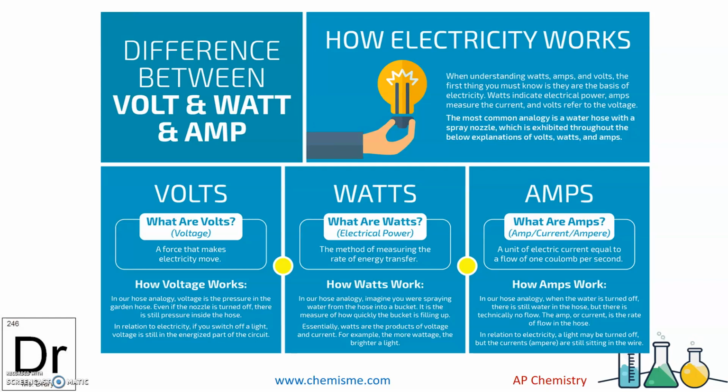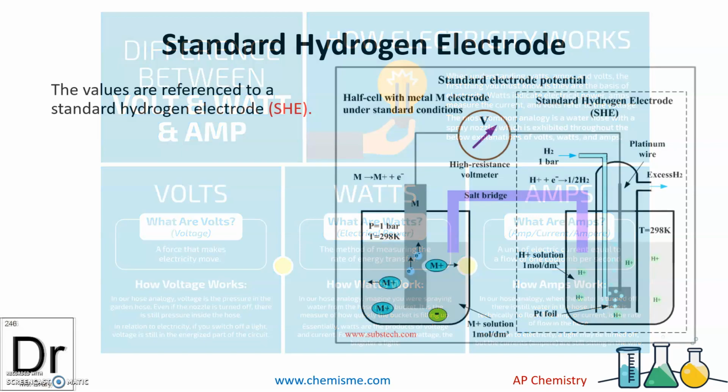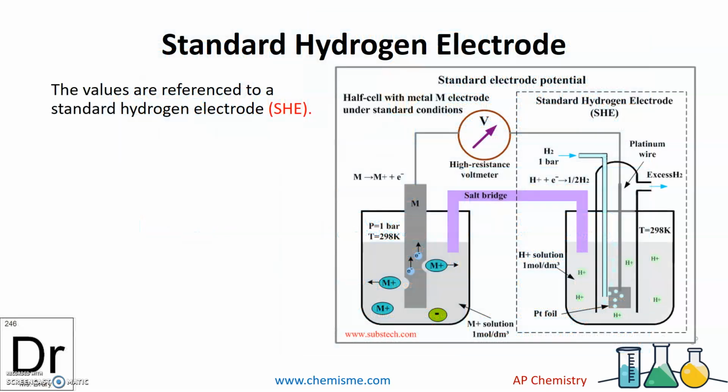And then the amperage in the hose analogy: when the water is turned off, there's still water in the hose, but there's no flow, right? So it's getting stuck. The amperage, the current, is the flow of that, so it's zero flow. And then once you turn it on, you can measure that flow. So in terms of electricity, a light may be turned off, but the currents are still sitting in the wire, ready to flow. We're really going to look at voltage in this topic the most.